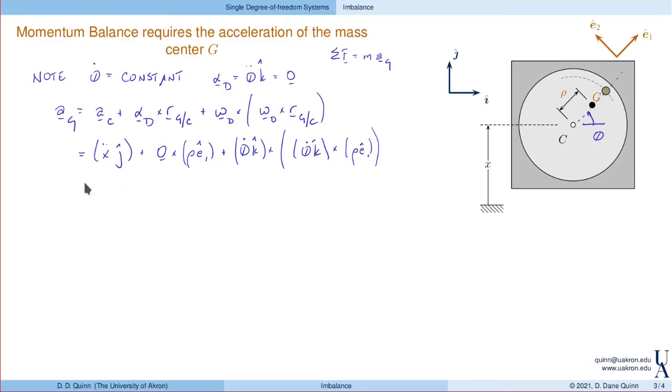We can work all this out, and we end up with the acceleration of c, and then finally, this term ends up being minus rho theta dot squared in the E1 direction.